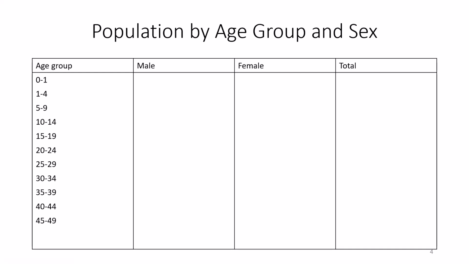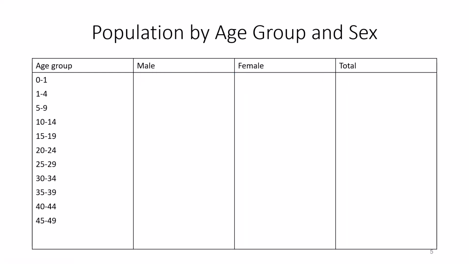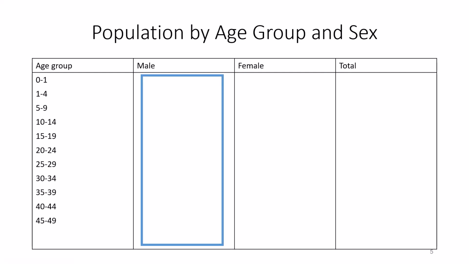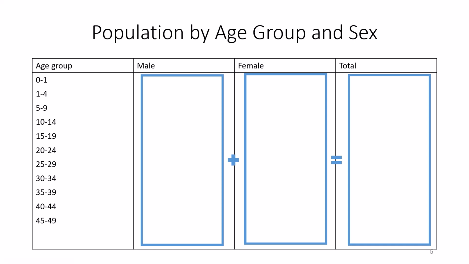You may want to do a simple consistency check by adding the males and females for each age group and check against the total for the age group. Similarly, sum the male column and check against the total male population. Sum the female column and check against the female population. Then add the total male and total female together and check against the total population.